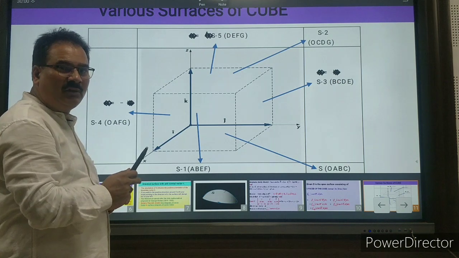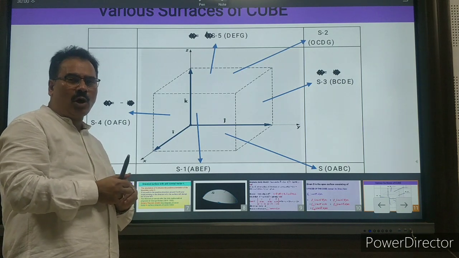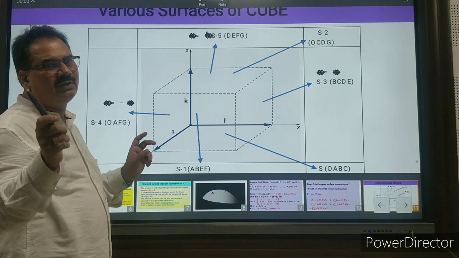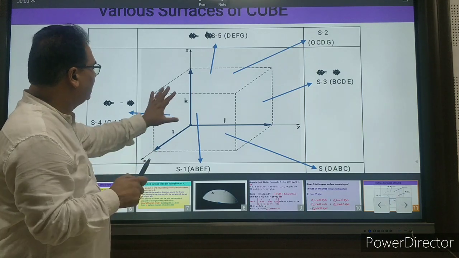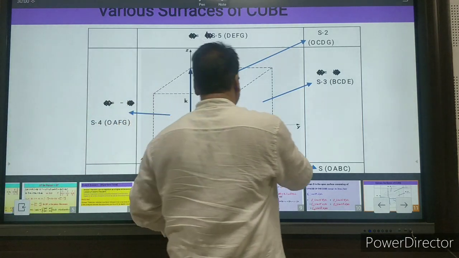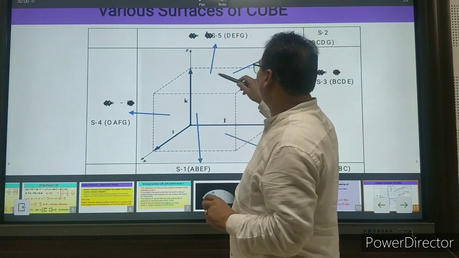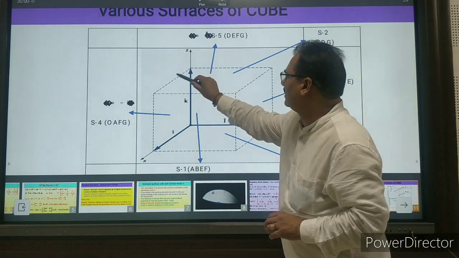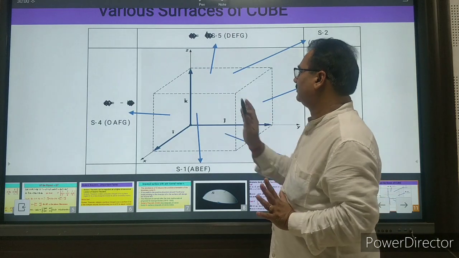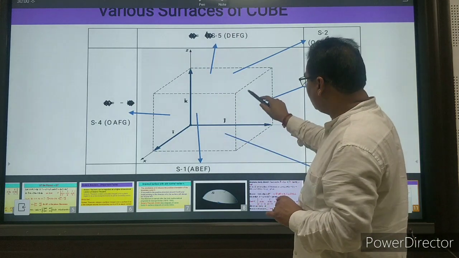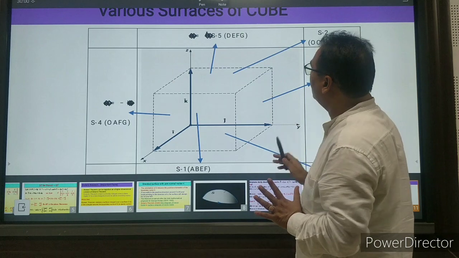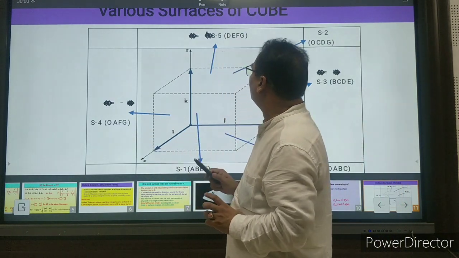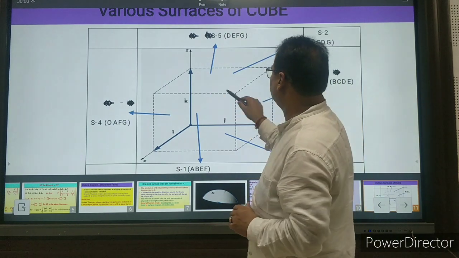In one board form I will put some problem, and after completing the notes of the edges I will show this figure again so students can look. But here, suppose this surface is S2, which is OCD. This surface is S2. Now this whole surface is S3. Similarly, this whole surface is S4, and this whole surface is S5.